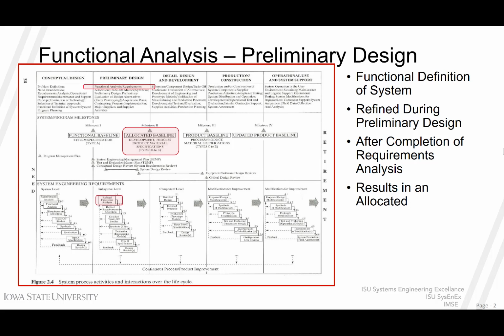Referring back to Figure 2.4 from Blanchard and Fabrycky, here we will be reviewing the allocated baseline. This is the output from the end of the preliminary design. Recall that conceptual design ends with the functional baseline. This functional baseline leads to the allocated baseline, and the allocated baseline in turn will eventually lead into the product baseline at the end of the detailed design and development. After that point comes the updated product baseline, which is the final milestone before eventual operational use.